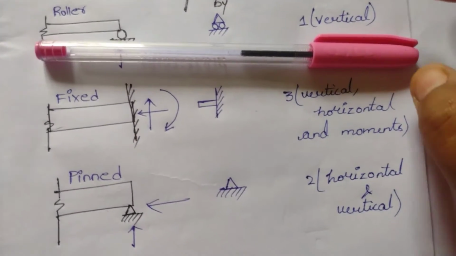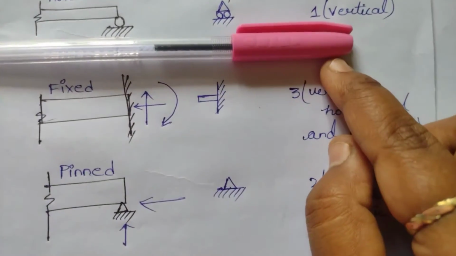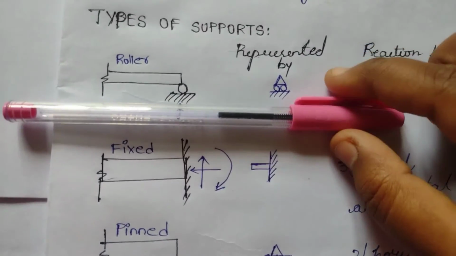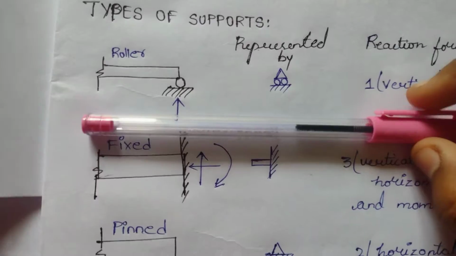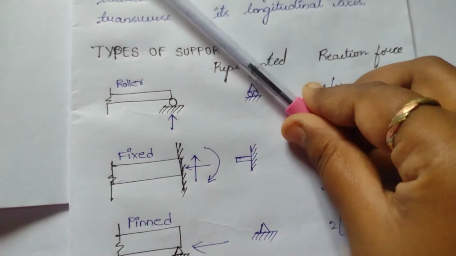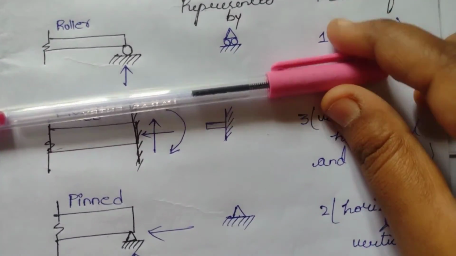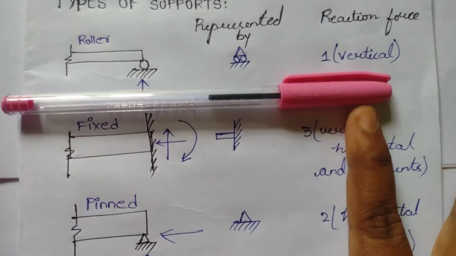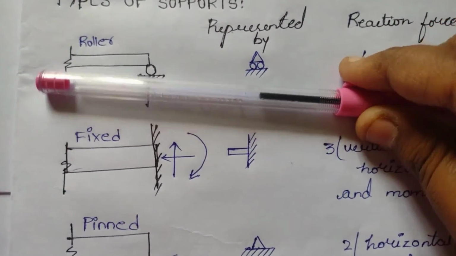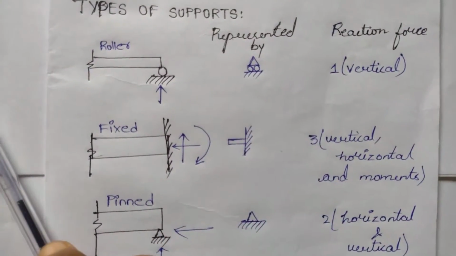Let me explain you with an example. See, let us take this is the beam. We are providing a roller support to this. So when we have rollers, this beam can move in this direction because of these rollers, and also it can rotate. We are just restraining its movement in vertical direction. In vertical direction we are not allowing it to move, so it can move in the horizontal direction. It can also rotate.